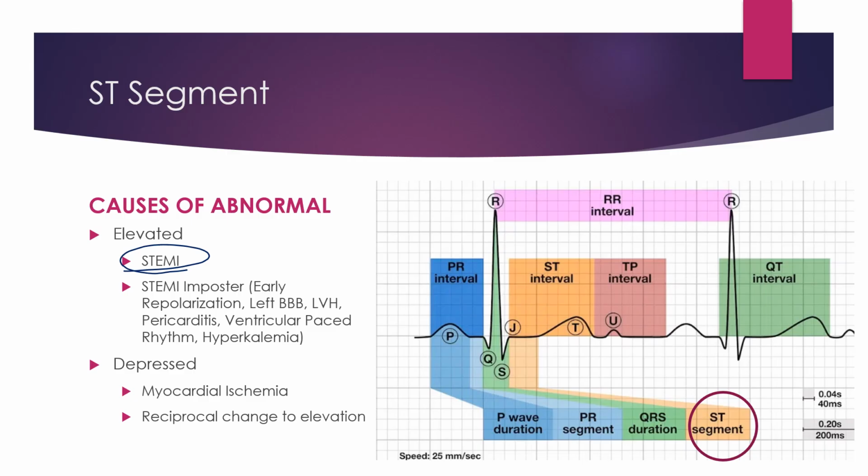Okay, ST depression is going to be representative of myocardial ischemia. It can also represent a reciprocal change to elevation. So if I see elevation in the front of the heart, I would expect that I would see depression in the back of the heart, okay? Or the top versus the bottom. So reciprocal meaning opposite.